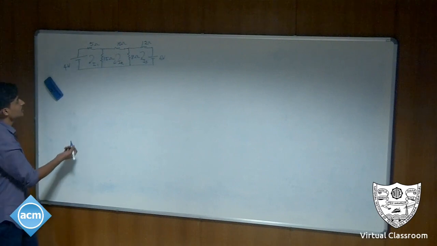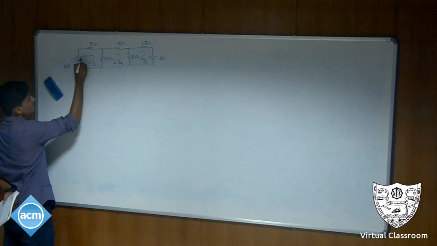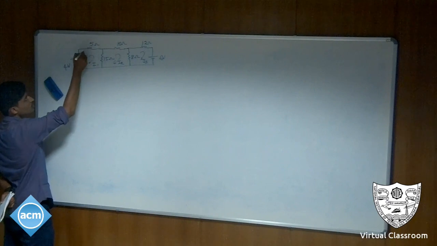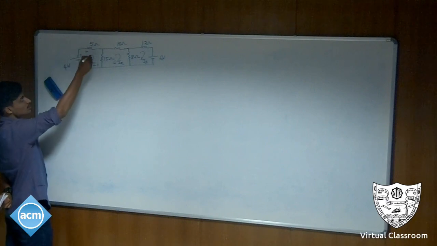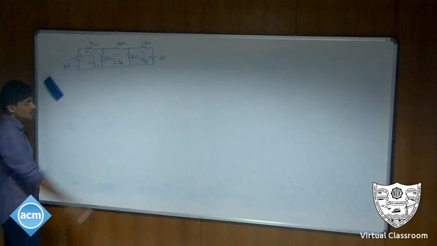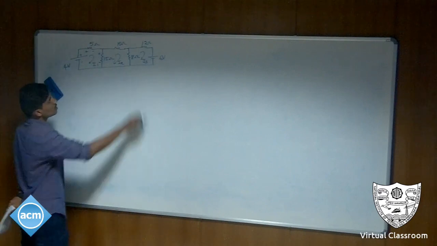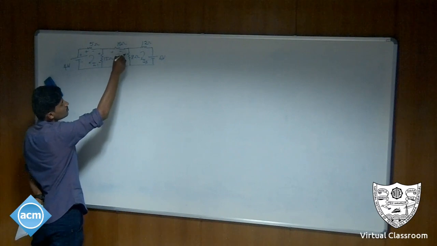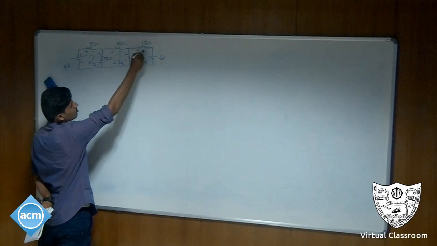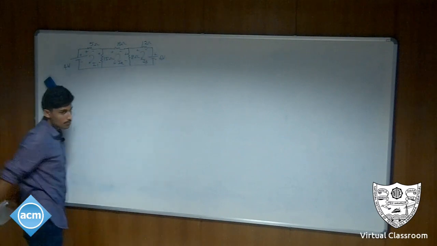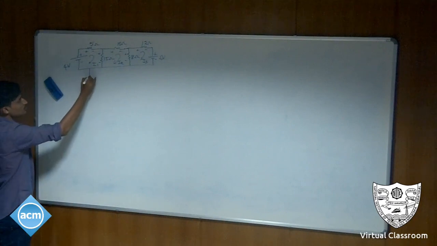Let's start writing the equation. So this is the voltage source, I put plus minus. This is a 5 ohm resistance, I put the current flowing like this, so plus minus. If you don't know the direction of the current, just assume it to be plus minus like this. Then apply plus minus. So do mesh 1.